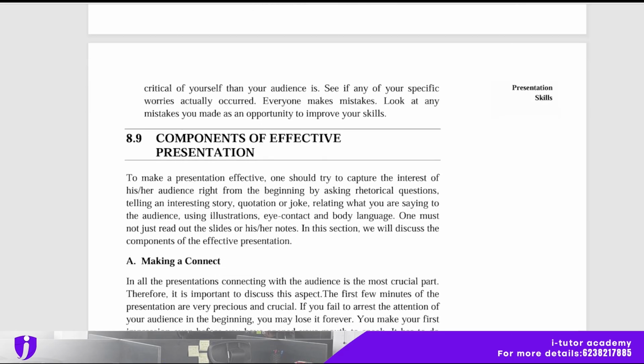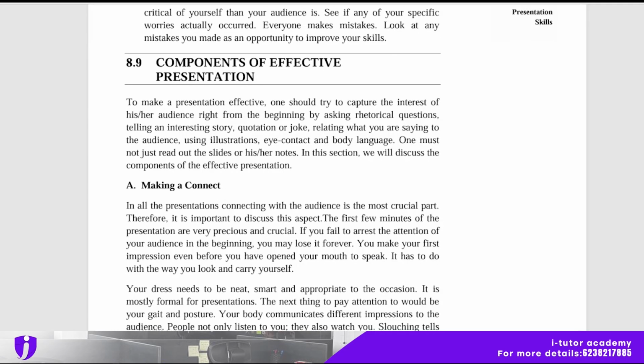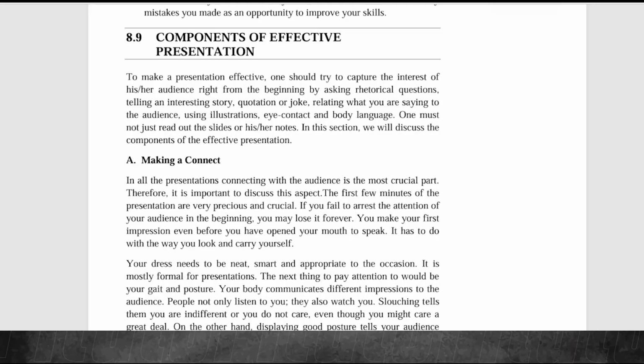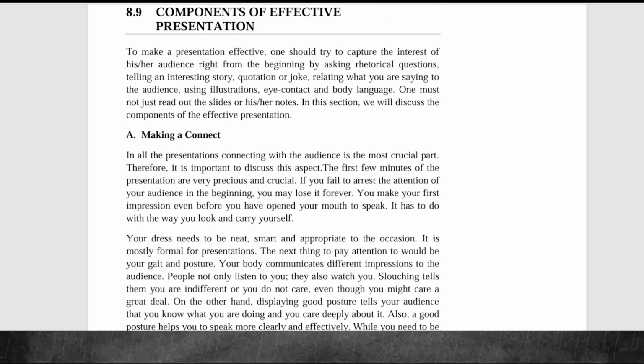And the components of effective presentation. What are the components under effective presentation? To make a presentation effective, one should try to capture the interest of his or her audience right from the beginning by asking rhetorical questions, telling an interesting story, quotation, or joke, relating what you are saying to the audience using illustration, eye contact, and body language. So one must not just read out the slides or his or her notes.